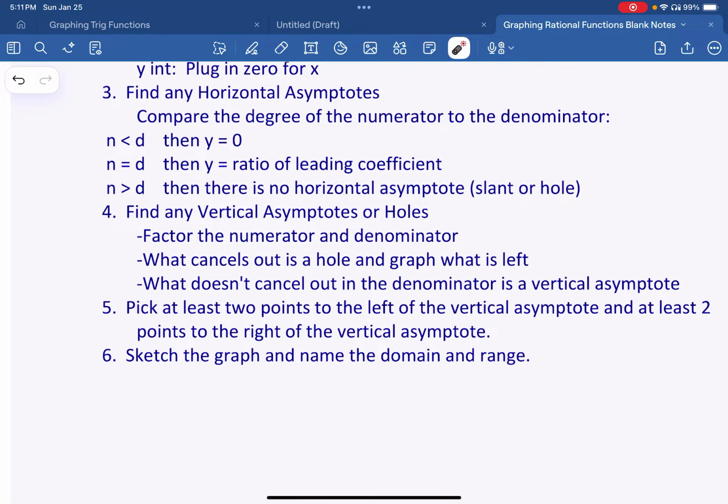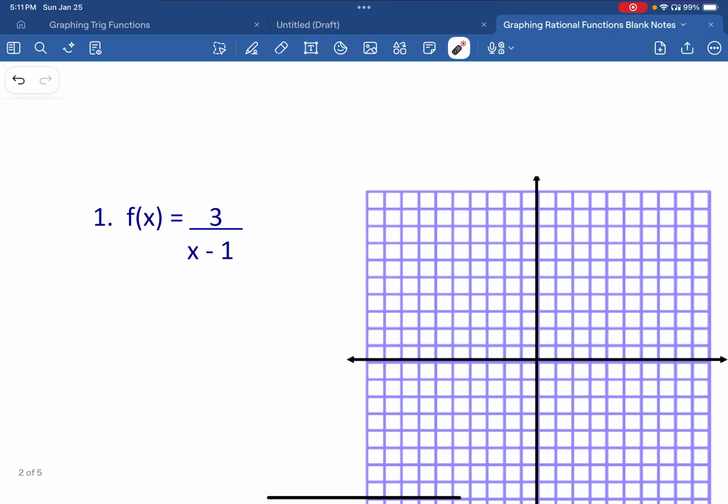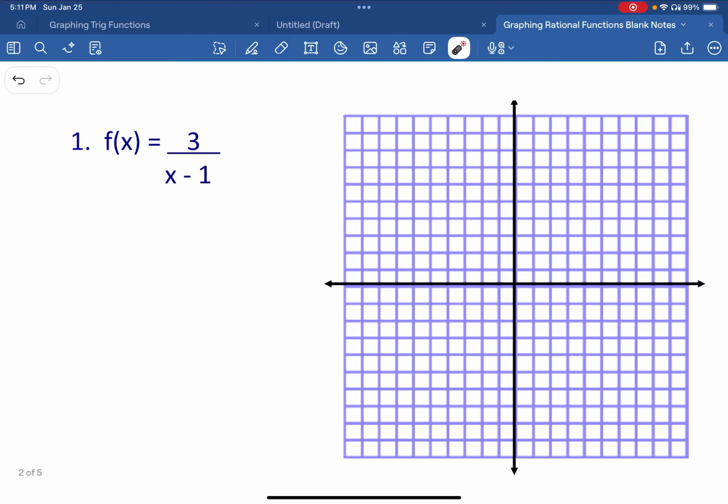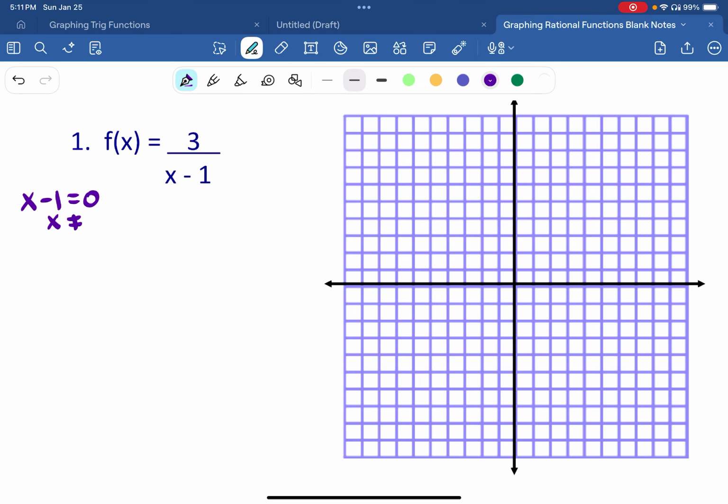So let's get started. The first example that we have is f of x equals 3 over x minus 1. For this function, we're going to start out by listing any restrictions on the domain. So I'm going to take that denominator and set it equal to 0. And we realize that x cannot be 1. So that's a restriction on the domain. That tells me something's happening at 1 on this graph and we'll have to figure out what.